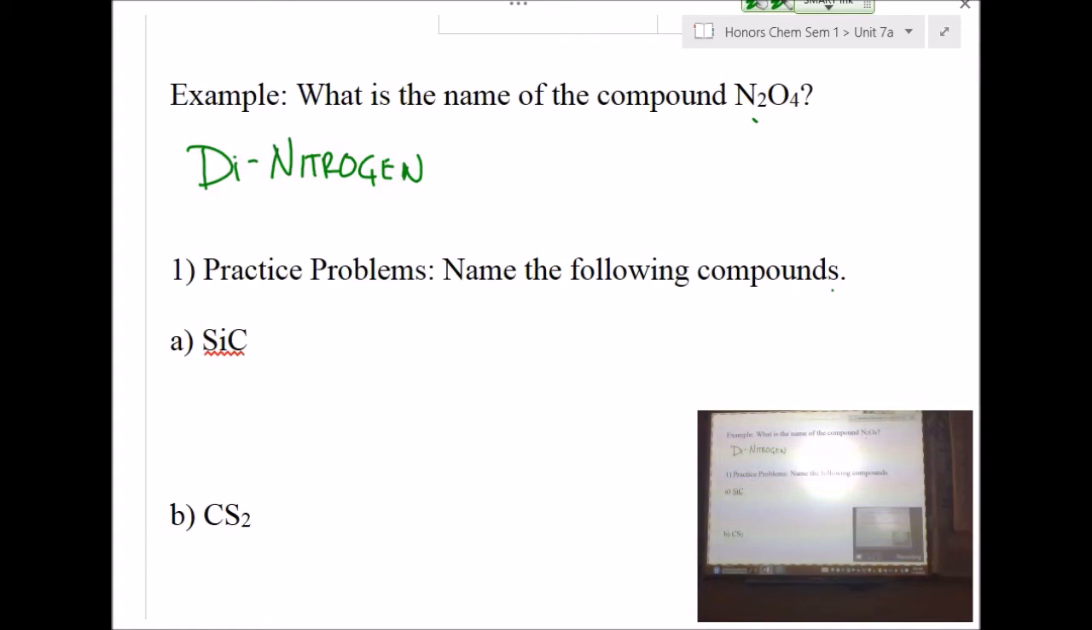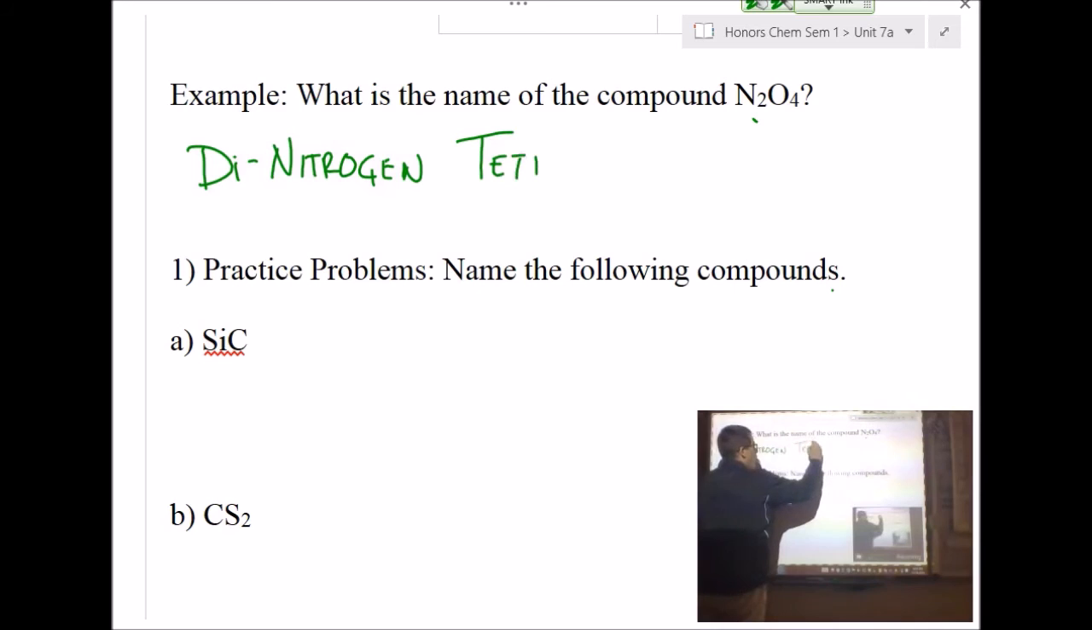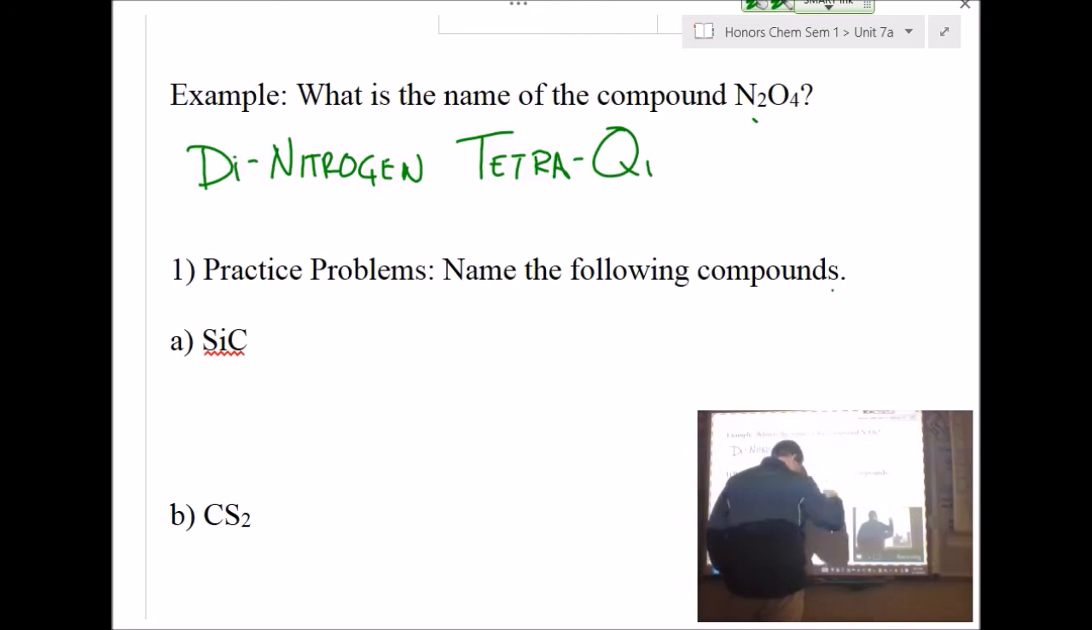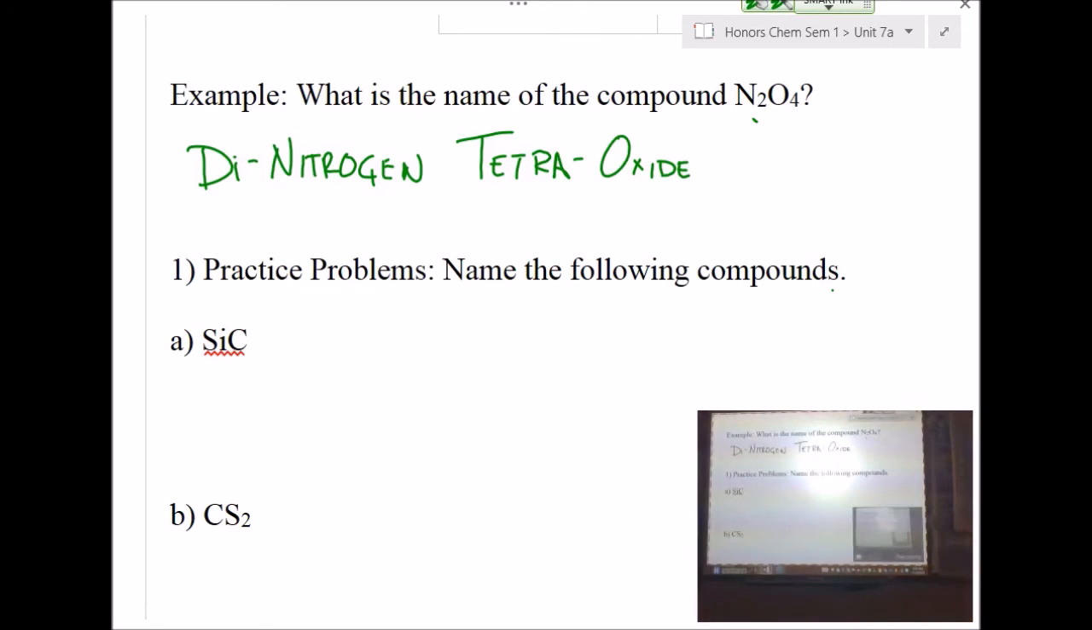And if you want to hyphenate, I love hyphenating because in some cases you might have two vowels, and they might be the same vowel, and you're like, do I drop it? Well, if you hyphenate it, you can keep everybody. And then what's the 4 called? Tetra. No quads. We don't have quads in chemistry. Tetroxide. So dinitrogen tetroxide, N2O4.